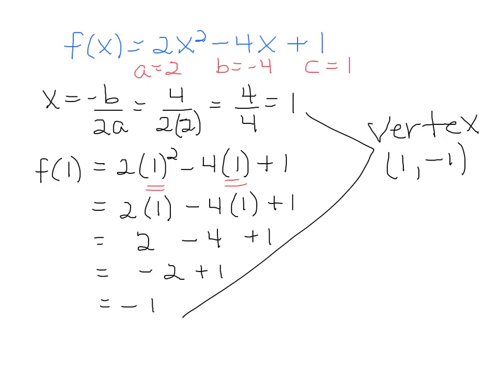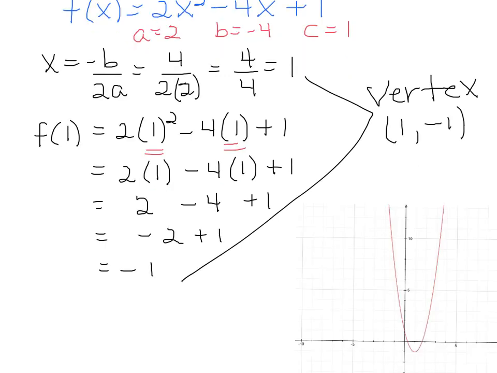Now let's take a look at the graph and see what that tells us. Here we have the graph, and we can see that the vertex of 1, negative 1, right down here, over 1 and down 1, is our turning point for this parabola.